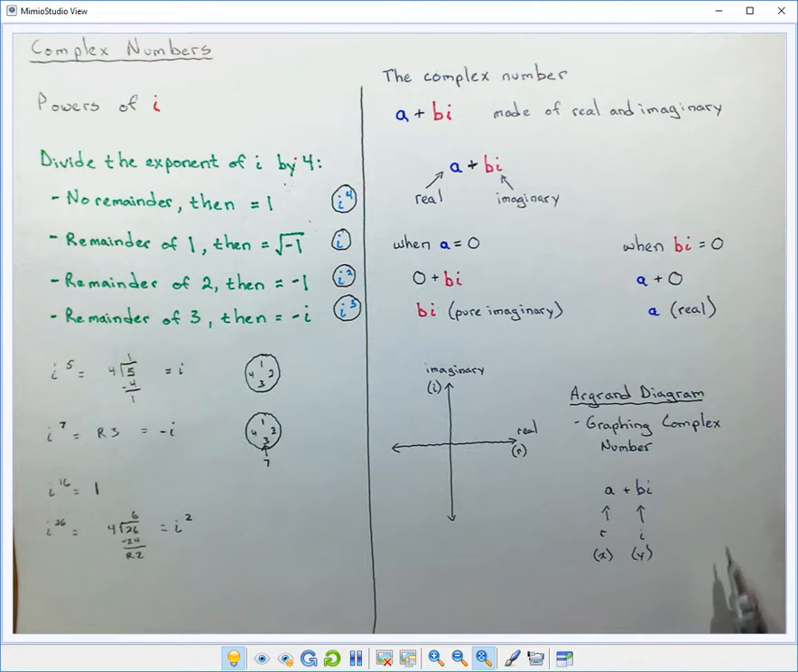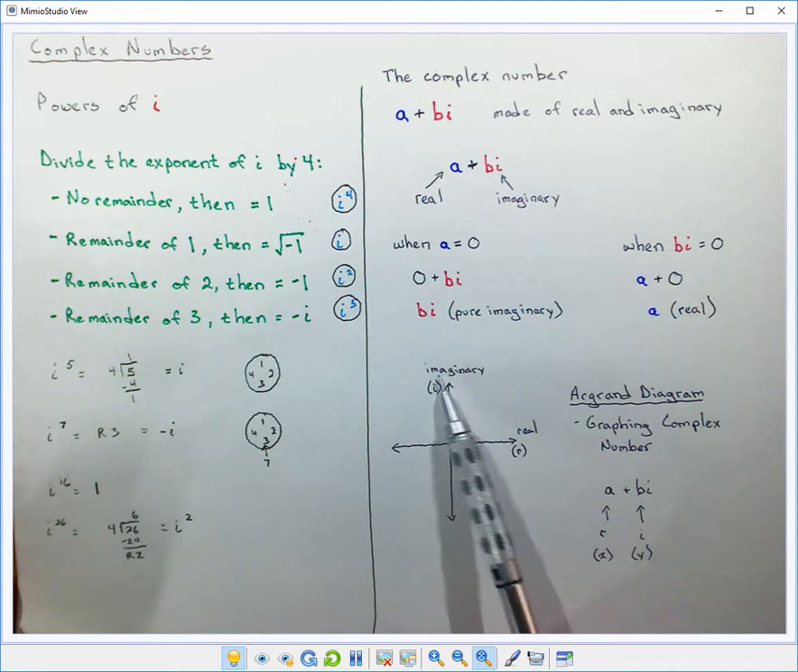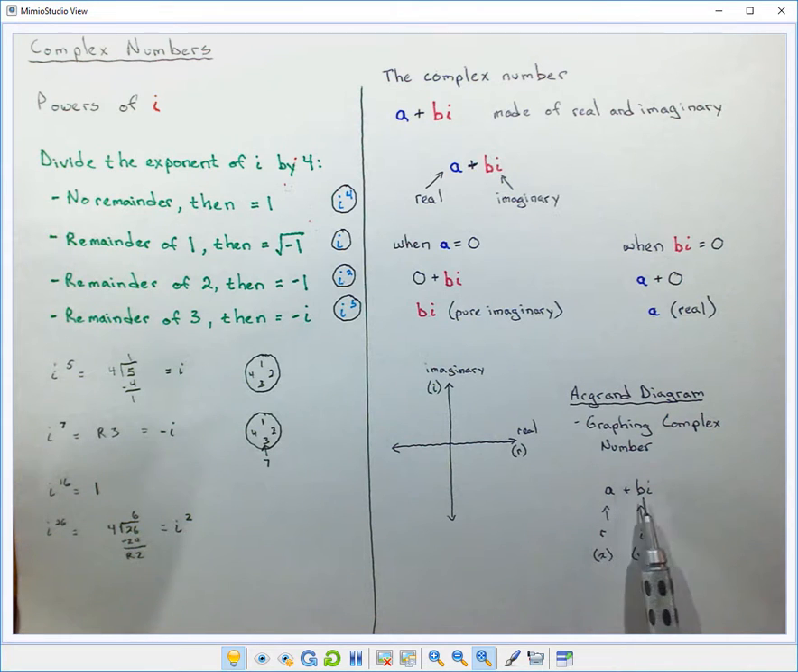You will not have to do this, but I wanted to let you know that with the Argand diagram, you can graph complex numbers. Your x-axis is viewed as the real axis, listed as R. Your y-axis is the imaginary axis, listed as i. And you graph a plus bi by just graphing first the a and then the bi. Something for you to know. As you move up in higher level math, you will do that.